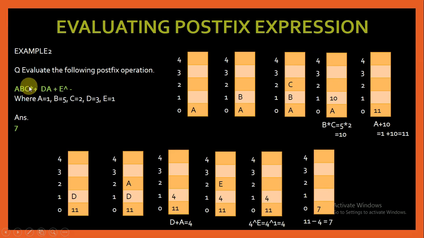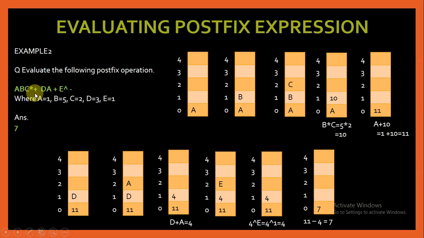Now the next scanned symbol is the multiply operator. This is an operator and it is a binary operator. So we will pop the topmost two operands from the stack and apply this operation. B and C will be popped and the operation will become B into C. You can see the value of B is 5 and the value of C is 2. So 5 into 2 is applied and it becomes 10, and then 10 will be pushed into the stack.